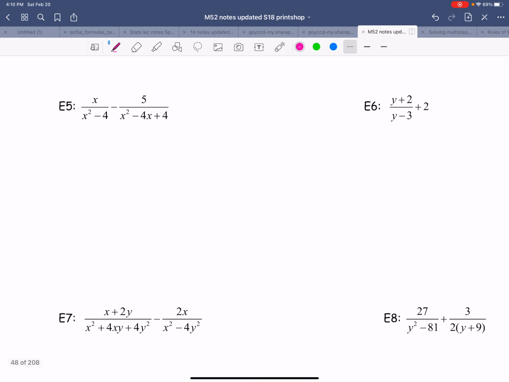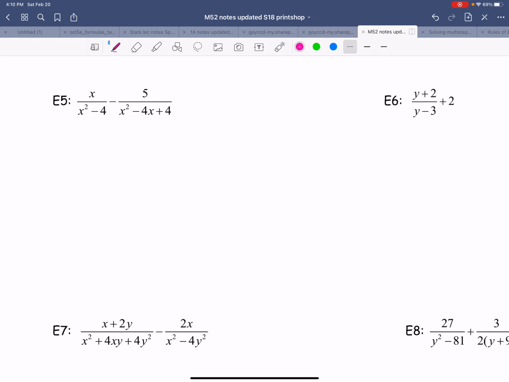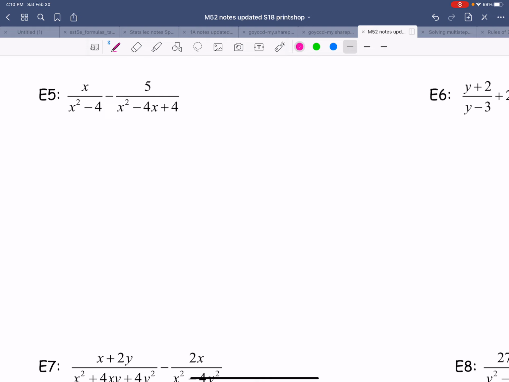Let's look at example number 5 here. For example number 5, x over x squared minus 4 minus 5 over x squared minus 4x plus 4. So let's go ahead and factor x squared minus 4. The factors are going to be x plus 2, x minus 2. And for the second, it's a trinomial, 3 terms. So two numbers that multiply to give me positive 4 and add to give me negative 4 are negative 2 and negative 2.